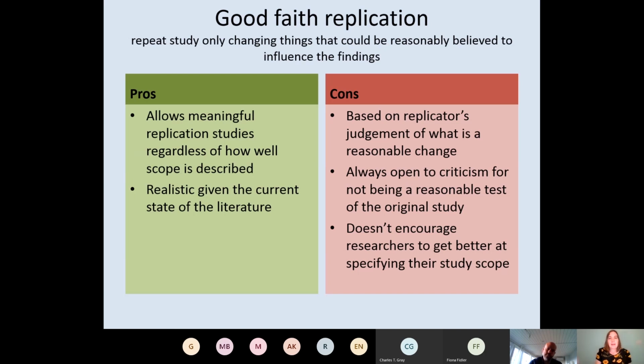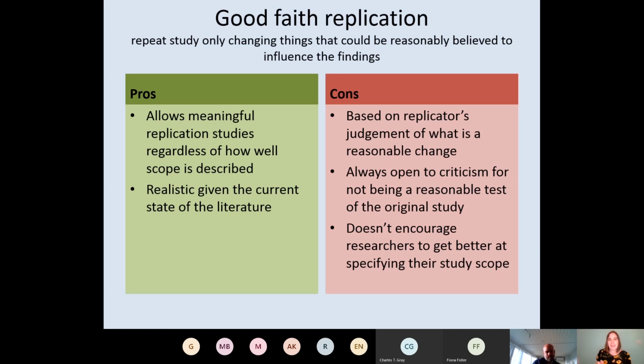But it's based on the replicator's judgment of what's a reasonable change, and that's going to be open to a whole lot of criticism about what is a reasonable test of the original study. Even in the context of existing replication projects where they've tried really hard to be as close as they possibly can to the original studies, they're littered with criticisms about how there were underlying moderators that they didn't account for, which had changed between the original study and this study.